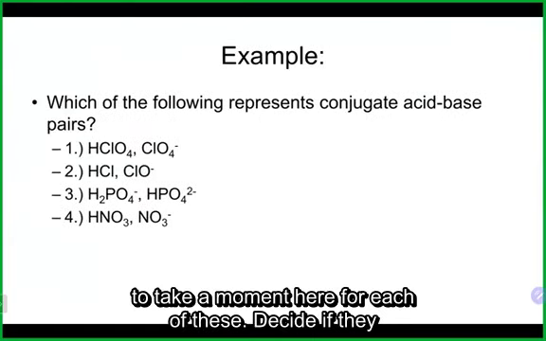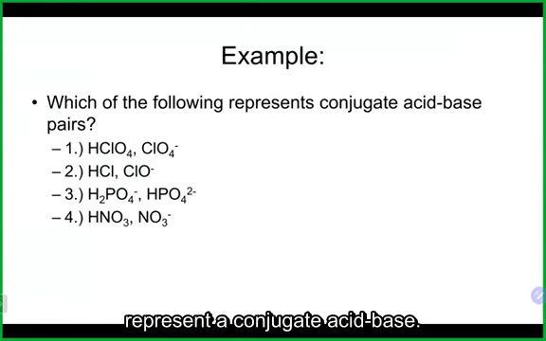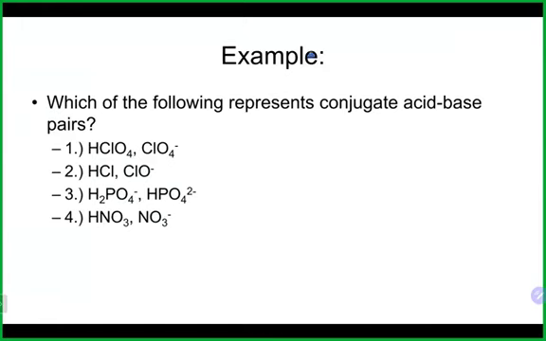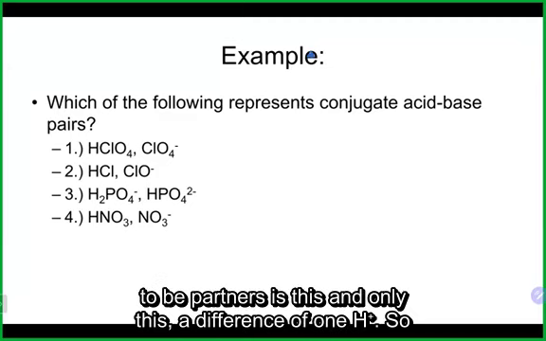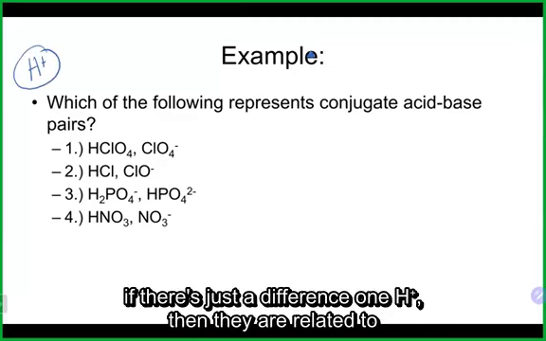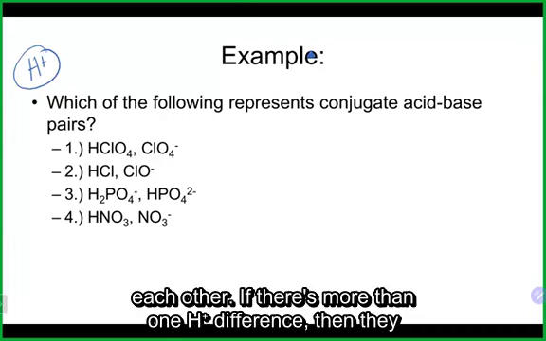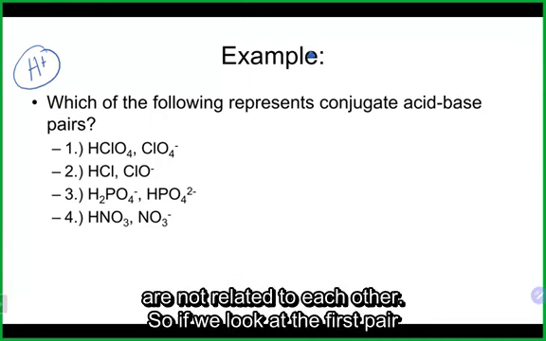All right, so I want you to take a moment here for each of these, and decide if they represent a conjugate acid-base pair. Okay, so what we're looking for in order for these to be partners is this and only this: a difference of 1 H plus. If there's just a difference of 1 H plus, then they are related to each other. If there's more than 1 H plus difference, then they are not related to each other.